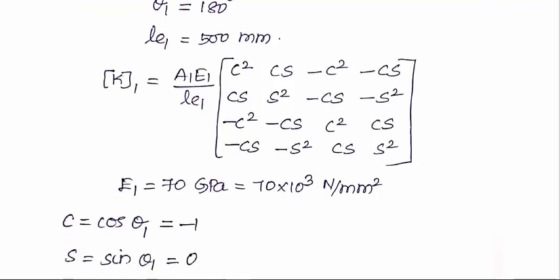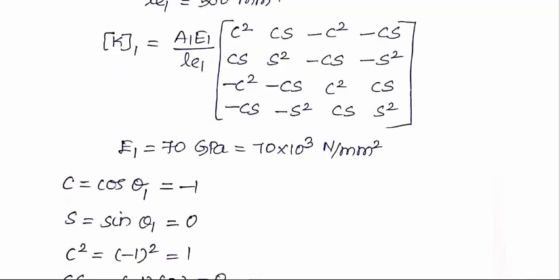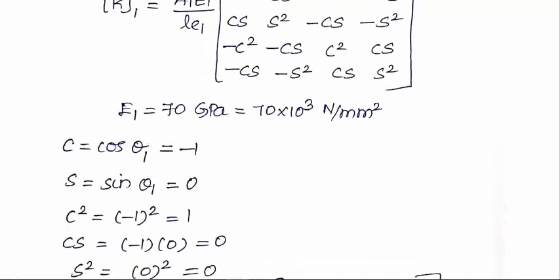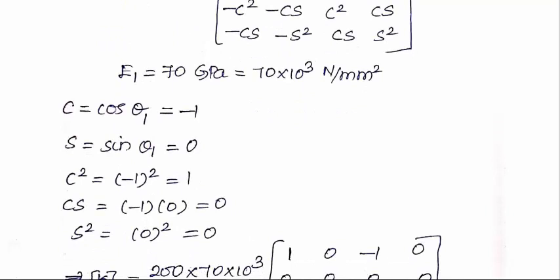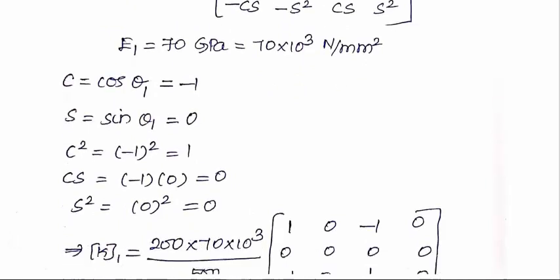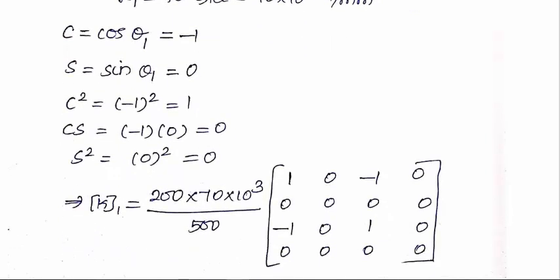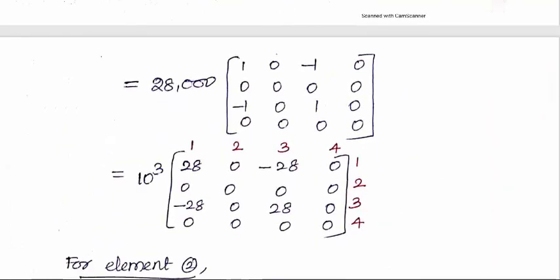Okay. C is cos theta 1. Here theta 1 is 180 degrees, so the C value is minus 1. The S value is sin 180, that is 0. So C square is 1, CS is 0 and S square is 0. By substituting all the known values here, we can get the stiffness matrix for element 1. By simplifying this, we can get the K1 matrix like this, 10 power 3 into this matrix.